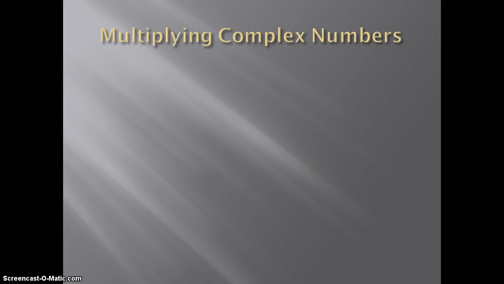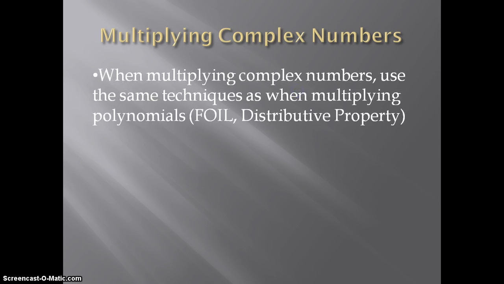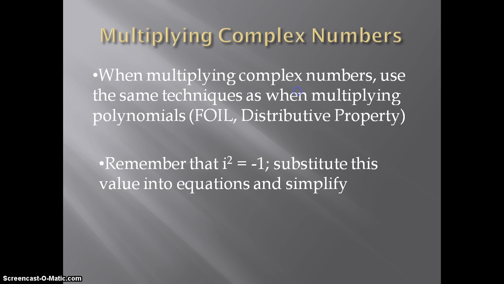When we multiply complex numbers, you're going to use the same techniques as when multiplying polynomials. That's FOIL or the distributive property. It's going to be very similar to what we did recently with multiplying radicals, but the math is not as tricky as with the multiplication of radicals. Here is where we're going to have to remember that i squared is negative 1, and you need to substitute this value into the equations and simplify. Anytime you get an i squared, you need to put in negative 1 for that.